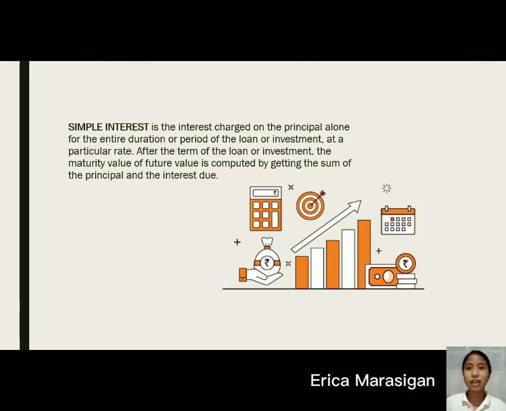Simple interest is the interest charged on the principal alone for the entire duration of the investment at a particular rate. After the term of the loan, the maturity value or future value is computed by getting the sum of the principal and the interest due. In short, simple interest is the amount of interest that you are going to end up with in that period.